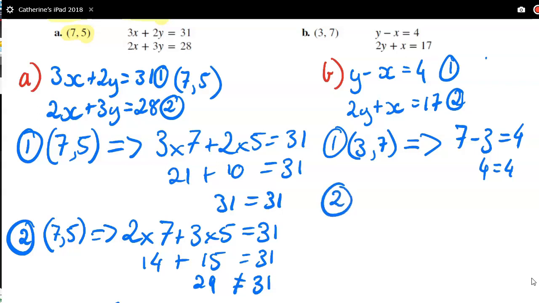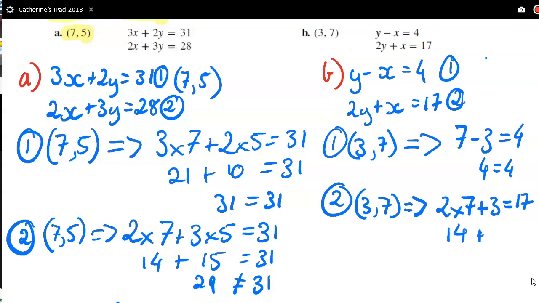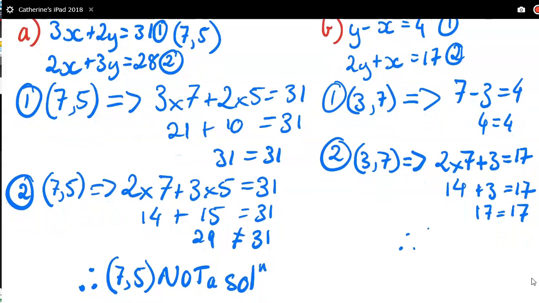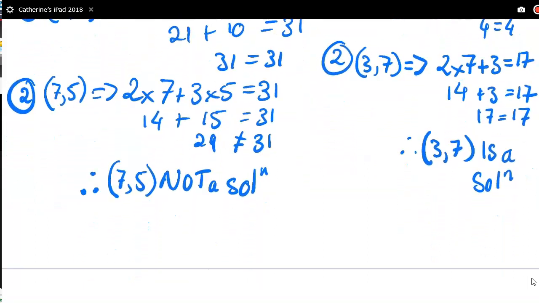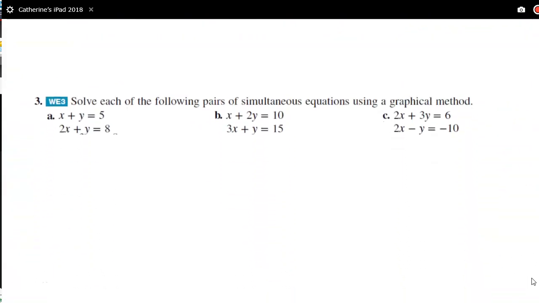So equation 2, again subbing in 3, 7. Got 2 times 7 plus 3 equals 17. So 14 plus 3. Yes, indeed, it does equal 17. So therefore, 3, 7 is a solution. Okay. Next one.